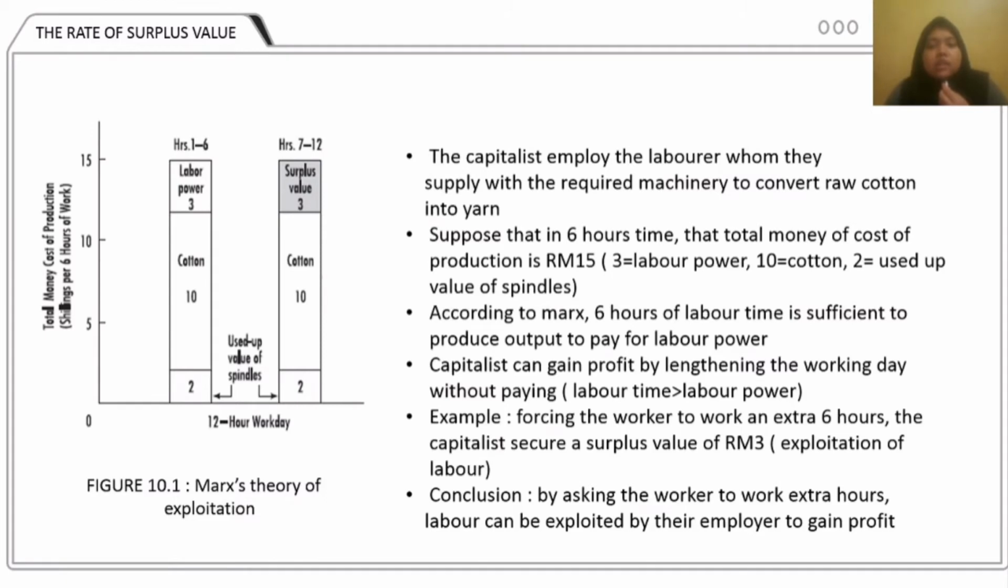According to Marx, 6 hours of labor time is sufficient to produce output to pay for labor power. The capitalist can gain profit by lengthening the working day without paying. It means labor time is more than the labor power. For example, the capitalist forces the worker to work an extra 6 hours, so the capitalist will secure a surplus value of RM3. The conclusion is, by asking the worker to work extra hours, labor can be exploited by their employer to gain profit.